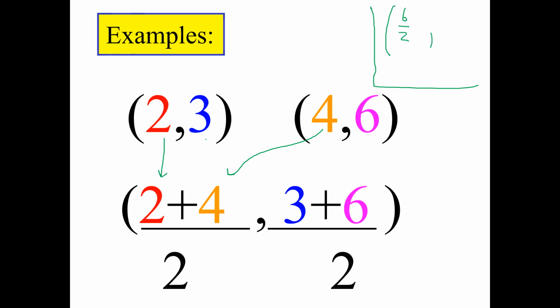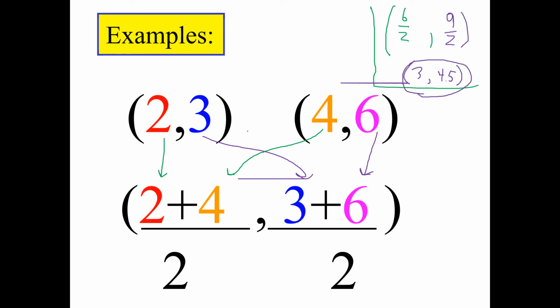And on this side, I'll bring over the 3 and the 6. And 3 plus 6 is 9, and 9 divided by 2. And we're not done, though. We still have to do the division. So 6 divided by 2 is 3. 9 divided by 2 is 4.5, though you could leave it as 9 over 2 because it's not even. So that means that this is the midpoint of these two points.